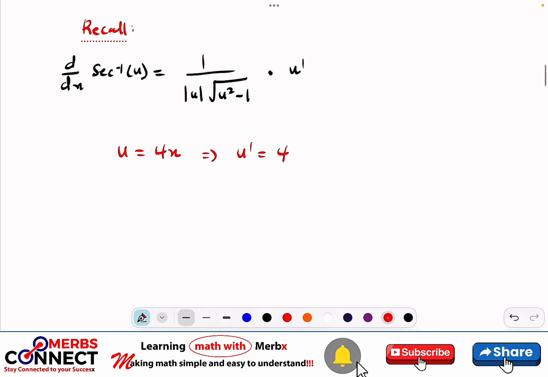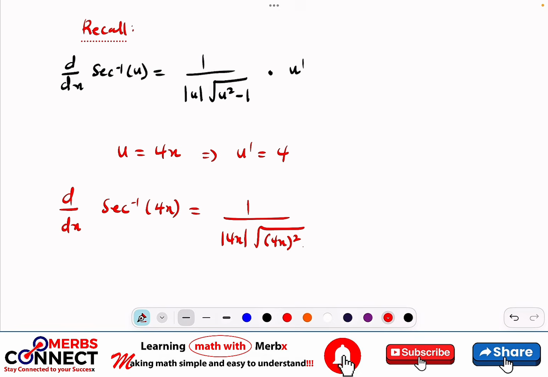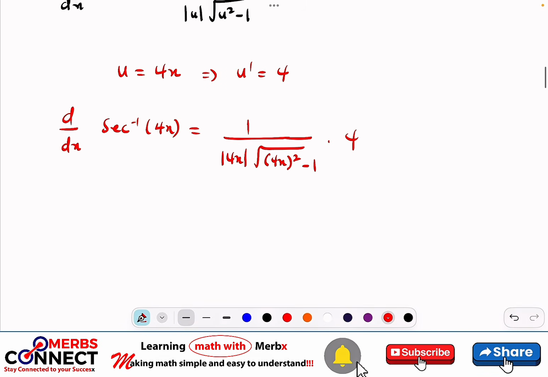So let's do that. d over dx of secant inverse of 4x will be equal to 1 divided by, u is 4x, so the absolute value of 4x, square root of 4x squared minus 1, times u prime, which is 4. Let's try and simplify it, right? The absolute value of a constant 4 is still 4. So this is going to be 4.